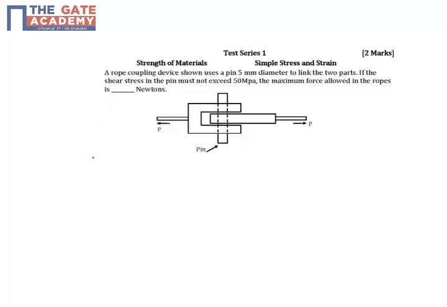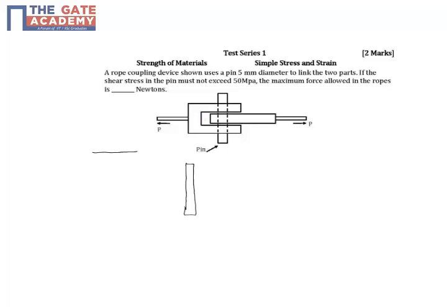Okay, so what is given is a rope coupling device where you have a pin which is joining basically these two ropes. We need to find out the maximum force that can be allowed in the rope without failing the pin. So first we need to draw a free body diagram of the pin only, and then based on that we need to find out what kind of force comes on the pin.